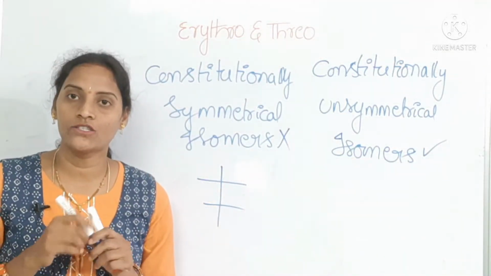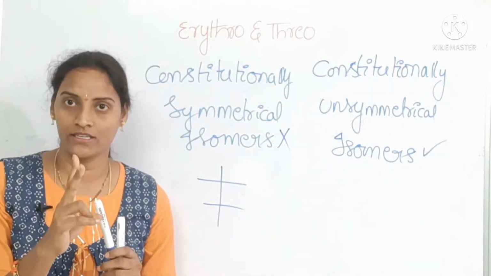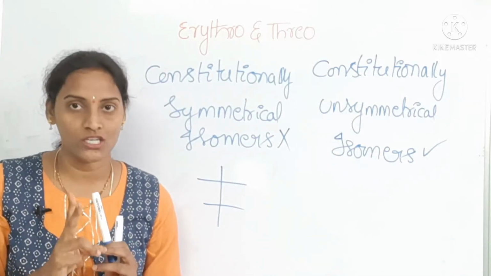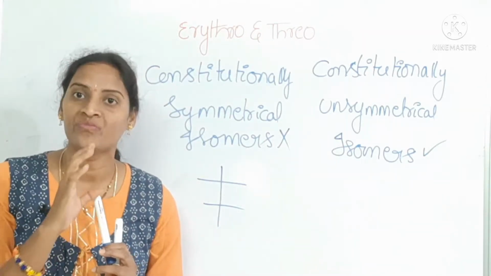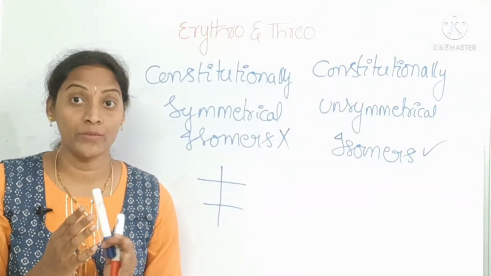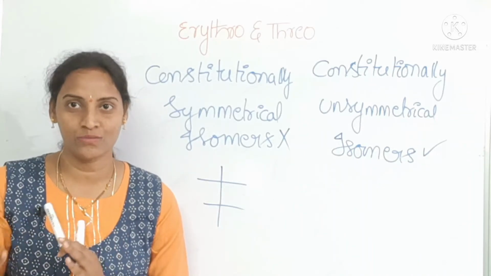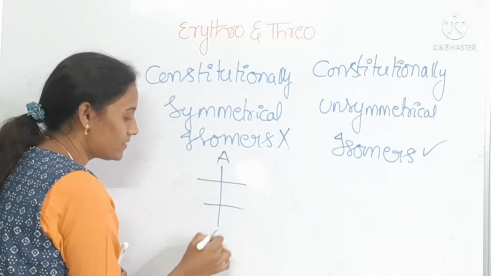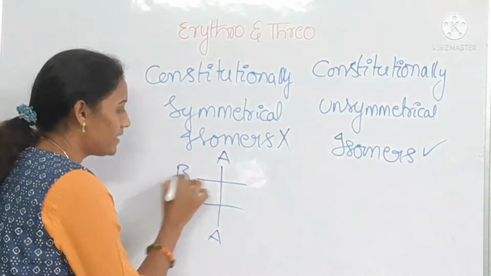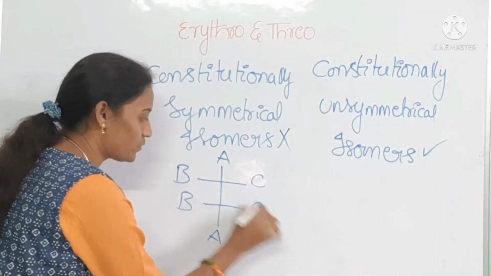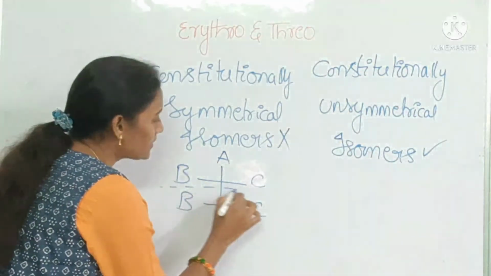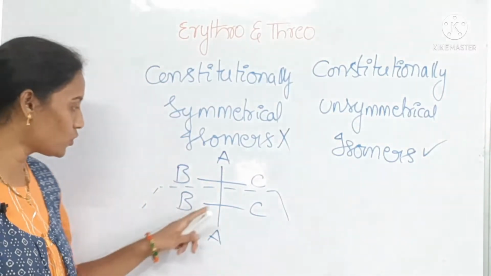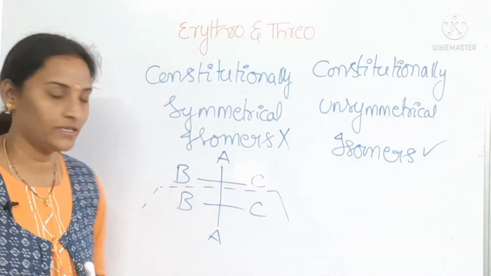Particularly, the isomer must have two chiral centers or two stereo centers. It needs to possess two stereo centers, then only can we decide whether it belongs to erythro isomer or threo isomer. See here, this is A and this one also A, students. This is B and this one C. This one is B and this one is C. If you take this type of arrangement in a molecule or an isomer, that shows a plane of symmetry.